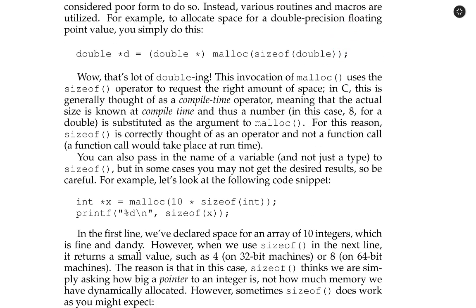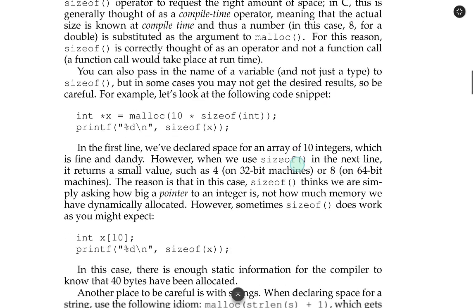So you can also pass in the name of the variable, not just a type, to sizeof, but in some cases you may not get the desired result. So be careful. For example, let's look at the following code snippet. In the first line, we've declared the space for an array of 10 integers, which is fine and dandy.